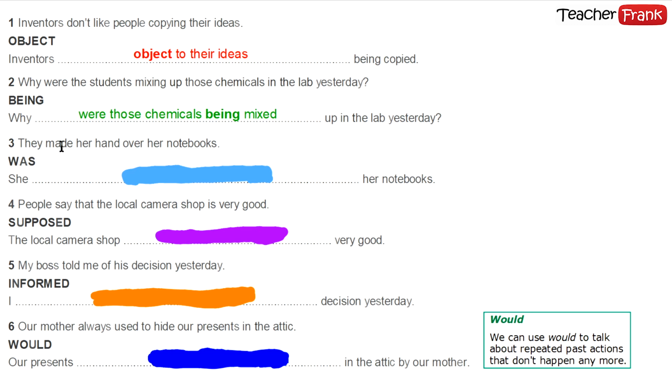Number three, they made her hand over her notebooks. So she was made to hand over her notebooks.